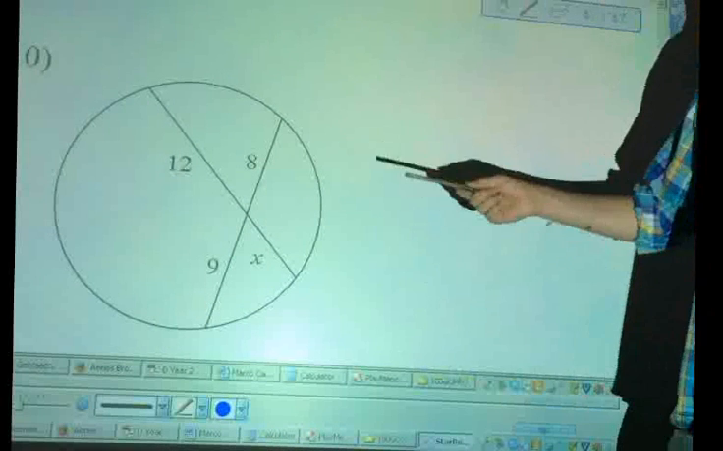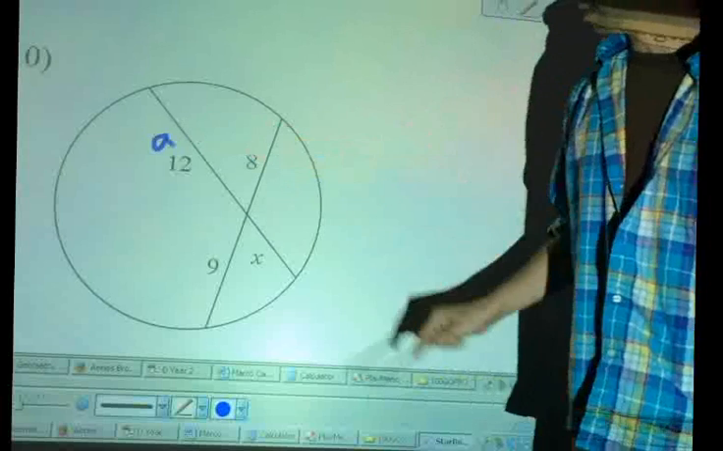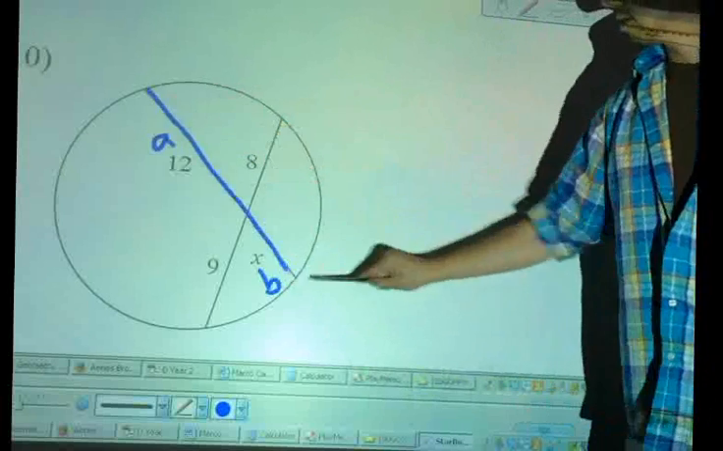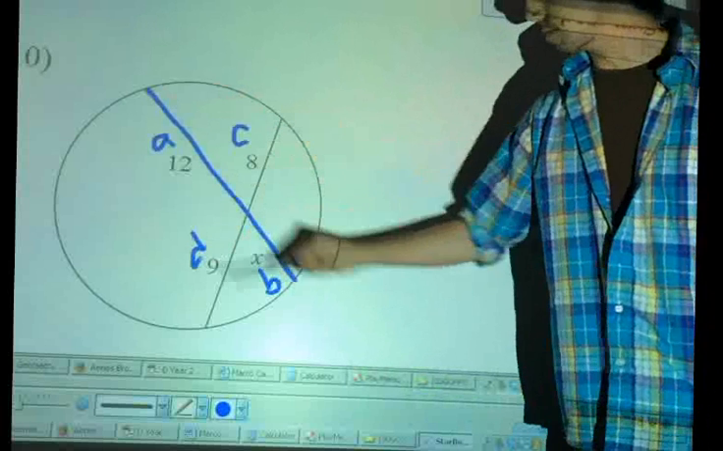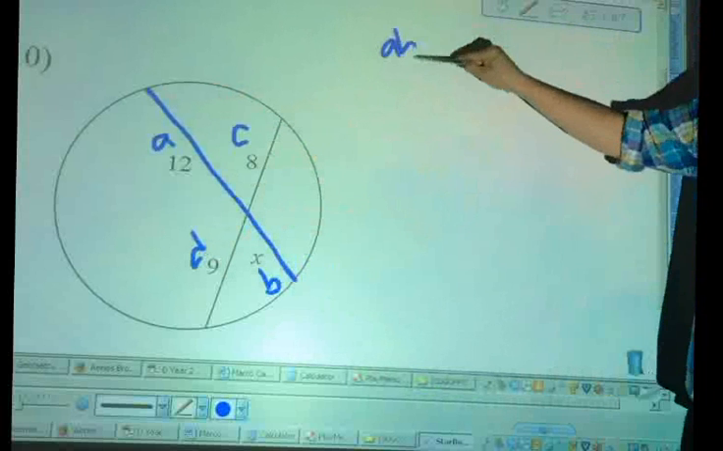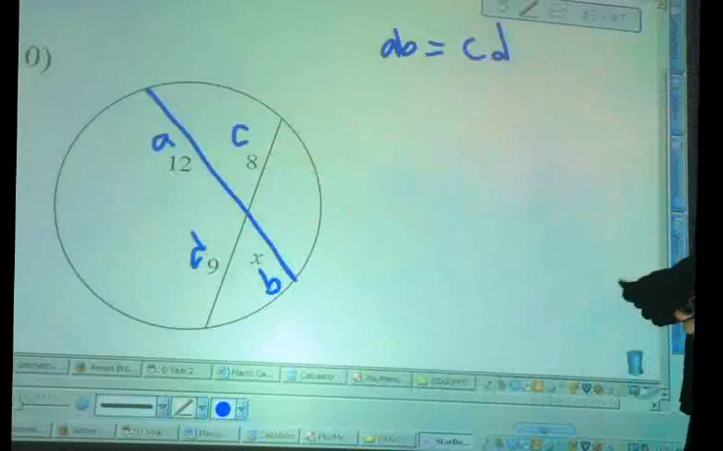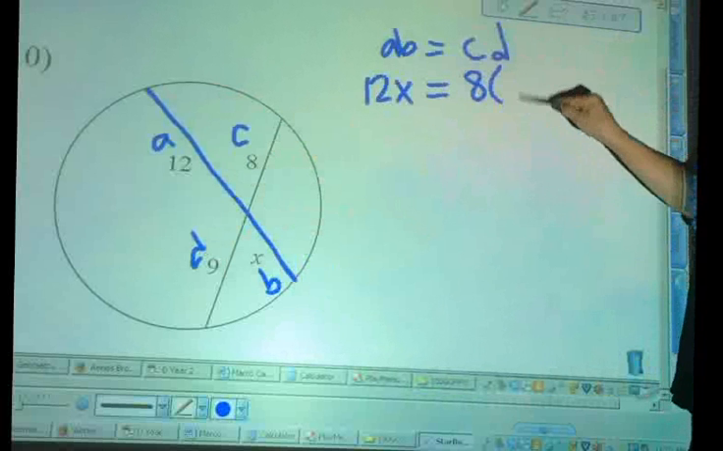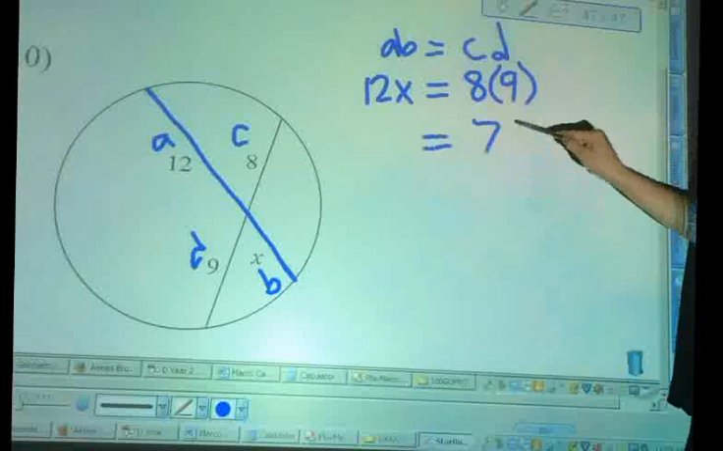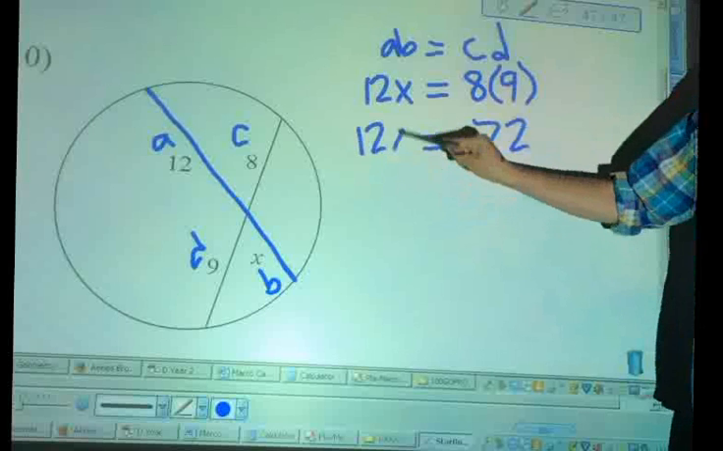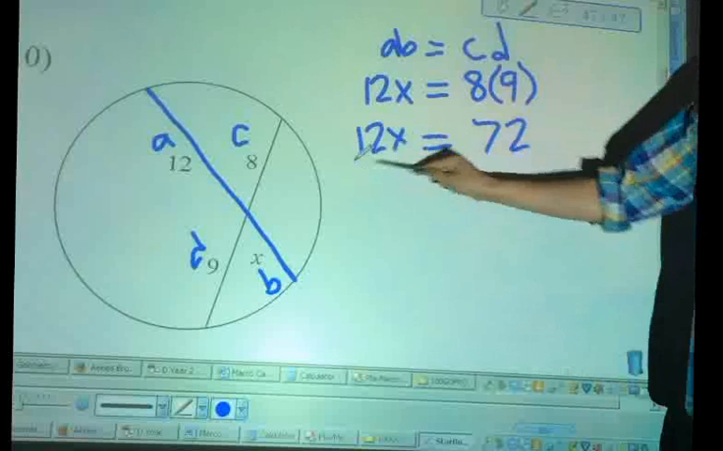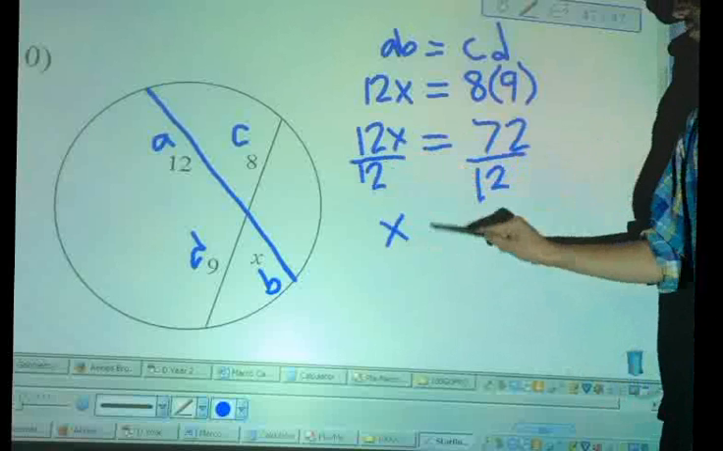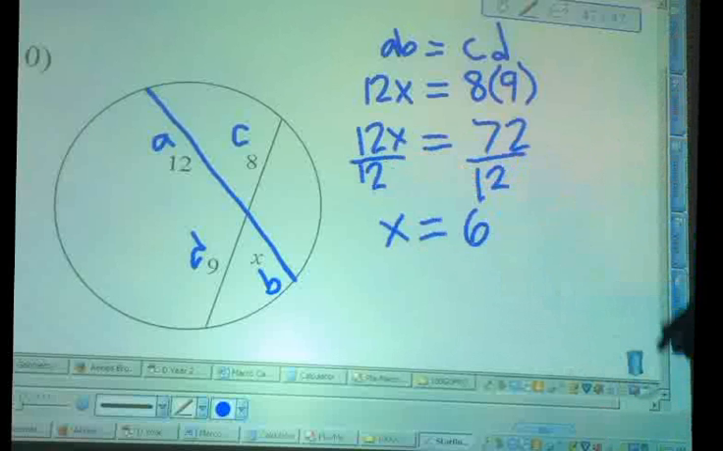So now let's label it. Like I said, if 12 is A, then X should be B, okay? Because like we said, A and B are on the same line, and C and D are on the same line too. So we know AB equals CD, but AB is 12X, and CD is 8 times 9. 8 times 9 is 72. So 12X equals 72, and divide both sides by 12, I should get X equals 6.